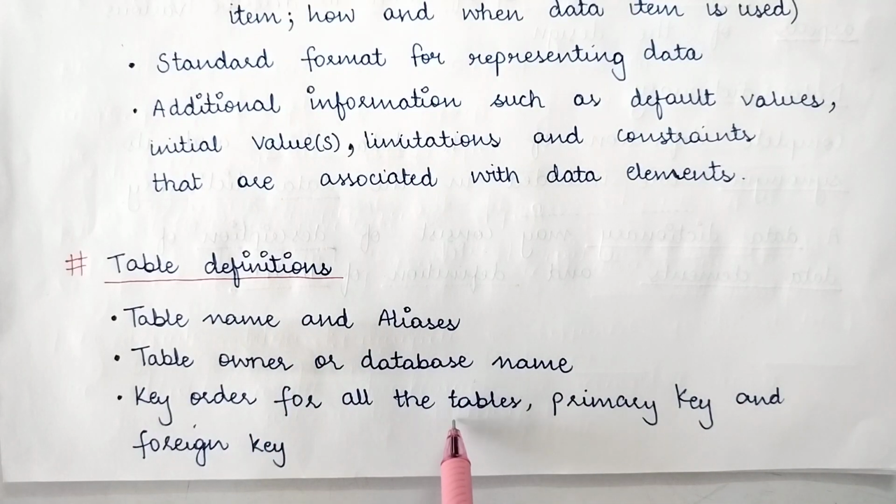Key order for all the tables, primary key and foreign key. We all know the tables are run by primary keys and foreign keys. In most of the cases there will be no tables without any primary key. Every table will have a primary key. Primary key is basically that key which is uniquely identifying a data element from all other data elements, or a data item from all other data items.